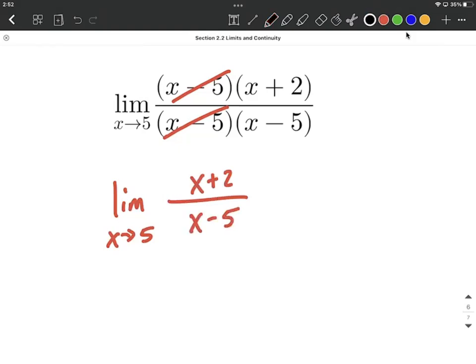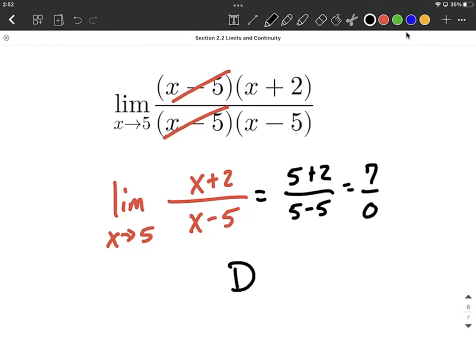All right, so it's in lowest terms. We've reduced down as much as possible by eliminating common factors between numerator and denominator. Now if we try to evaluate it by plugging a 5 in, we'll do 5 plus 2 over 5 minus 5. You'll notice that we still end up with a 0 in the denominator. Therefore, we can't reduce any further. We're going to have to stop and say this limit does not exist.